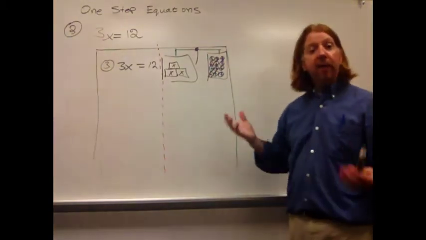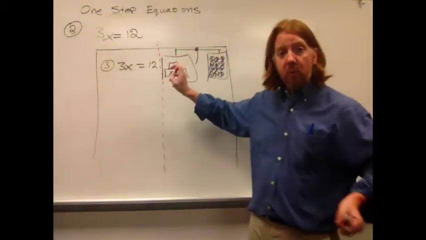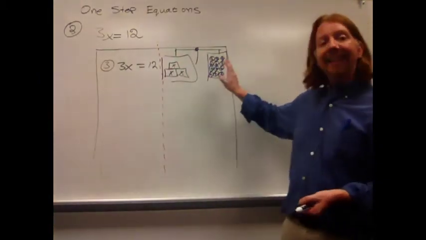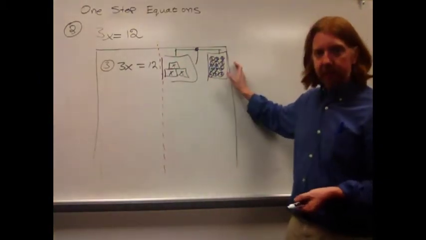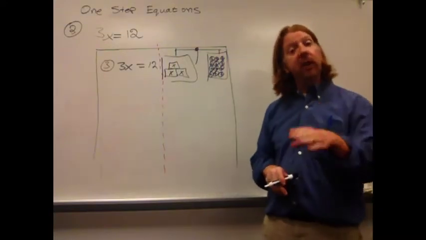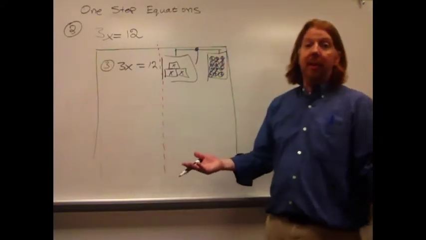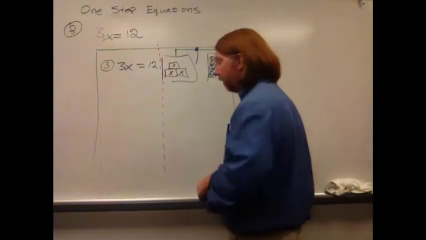There. Now I've shown that in this particular case, 3 boxes of unknown quantity are going to balance out with 12 items. The question now is, how much is in each of those boxes, assuming each box has the same amount in it? And that's what this problem is ultimately asking us to solve. Now, let's get on with the process.